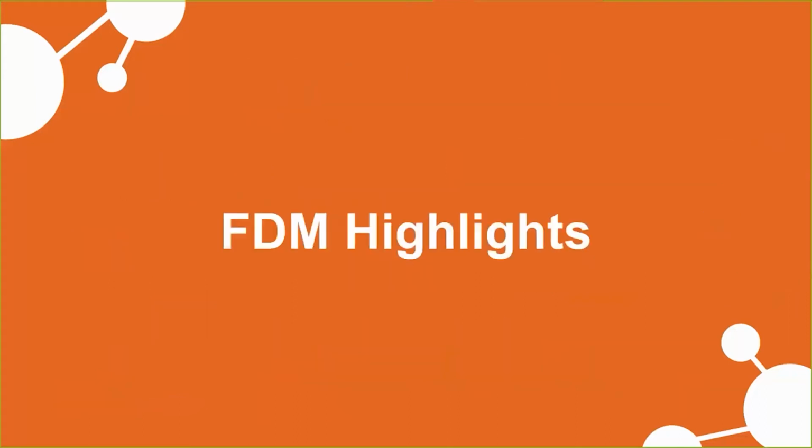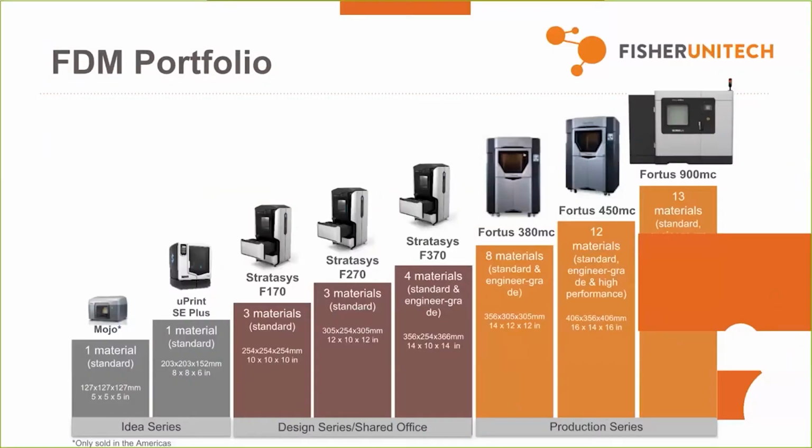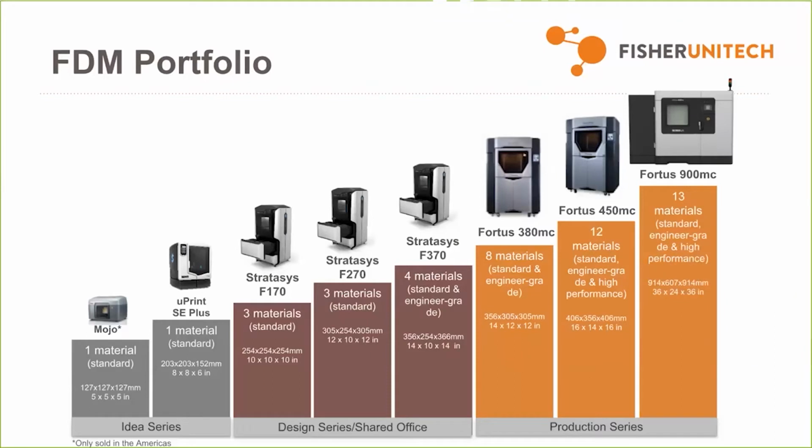Before we jump into DFAM, I want to spend a few slides showing you some of the cool new things that are available for both FDM and PolyJet technologies. Some things that hopefully we weren't aware of and perhaps could spark some new ideas for you. Stratasys has a wonderful portfolio of FDM printers ranging from the tiny capable Mojo all the way to the F900, capable of printing 3 feet by 2 feet by 3 feet. So there's really something for everyone as far as material capabilities, build envelopes, and so on.